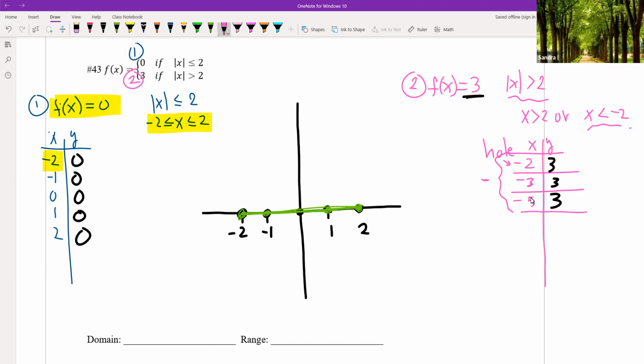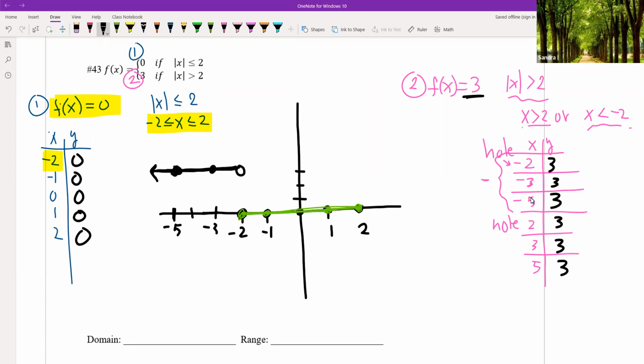Okay, last I gotta do the other one. X is greater than 2, so I'm gonna start with 2, 3, and 5. There's another hole right here. And so this is 3, 3, and 3. Okay, so this is -2 and 3, -2 and 3, and there's a hole. -3 and 3. -5 and 3. So it's like this.